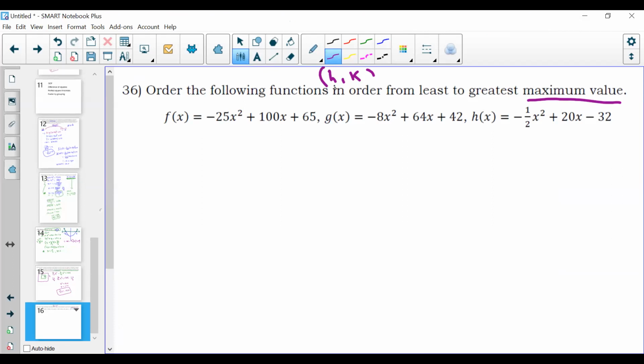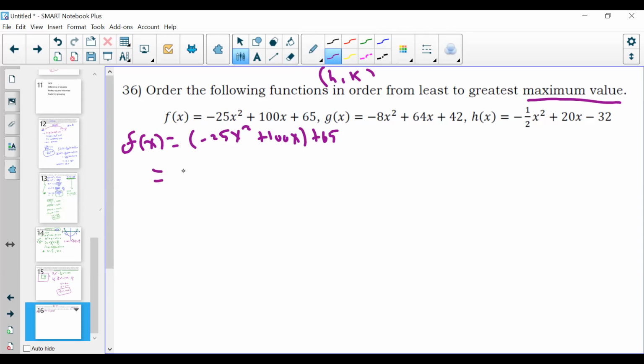So we're going to solve each of these to put them in vertex form. We're going to factor them out or whatever you want to do. So we'll work f of x first. For f of x, we're going to factor out, let's try -5 first. No, we're going to complete the square actually. Let's complete the square. So we're going to isolate the first two terms: -25x squared plus 100x plus 65.